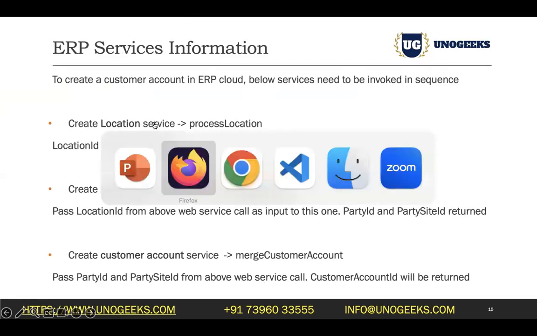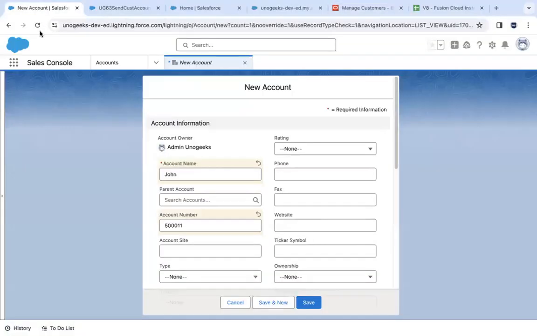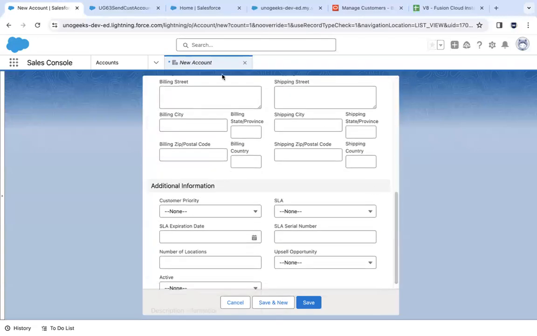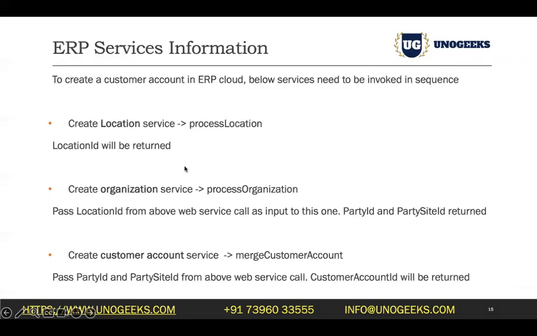So first we need to call this location service, and we're going to pass in the address details as input here so that it registers a location in ERP and gives you back a location ID. And then you call the organization service, you pass in the customer details as input, and along with it, you pass in the location ID as input. So what would happen? The organization service is going to create a party and a party site.